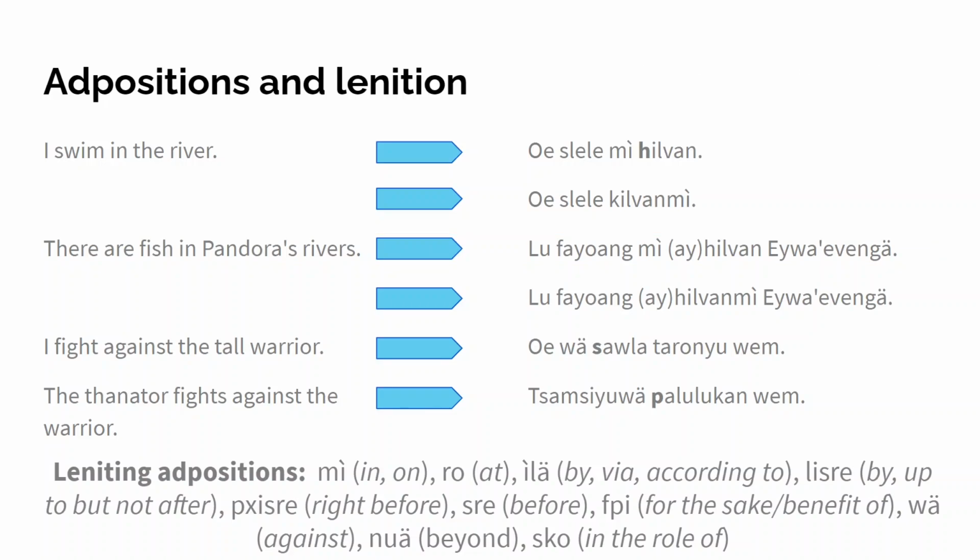Isre, right before. Sre, before. Fbi, for the sake or benefit of. We, against. Nue, beyond, and sko, in the role of.